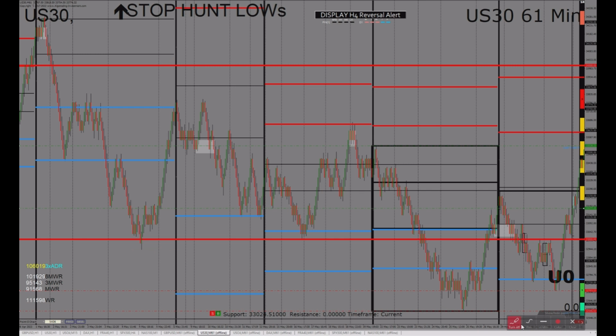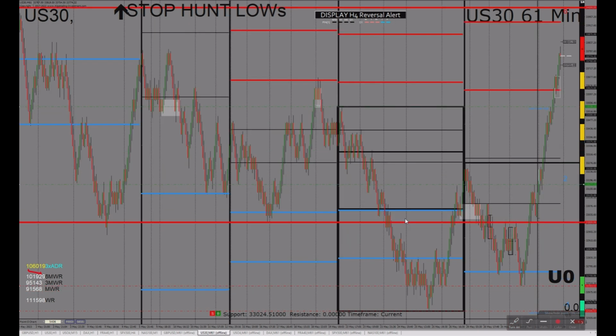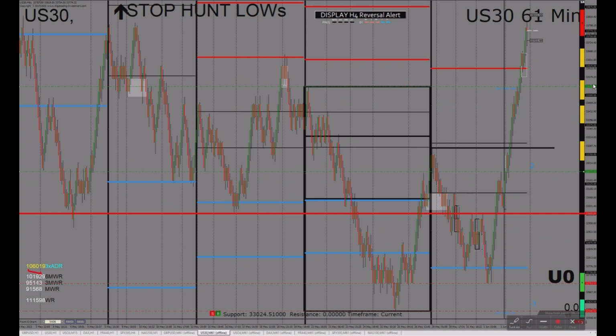You're probably saying to yourself, what is the ADR of this pair? The ADR of this pair is 1,060 pips. You just add 2 digits. They like to add 2 digits to this pair, but it's 1,000, and the weekly range is 1,115 pips for this pair. So on the higher time frame, they're just pivot points.